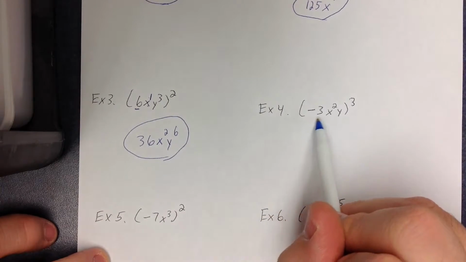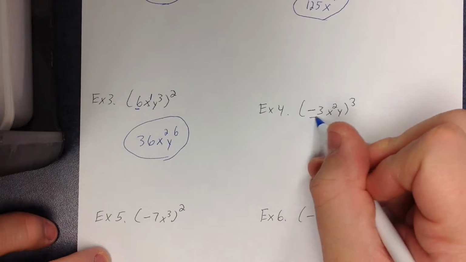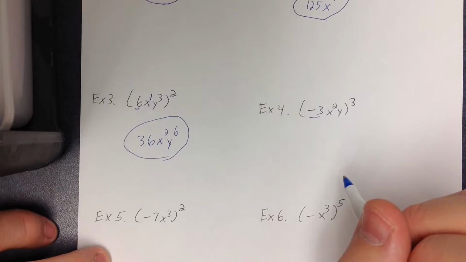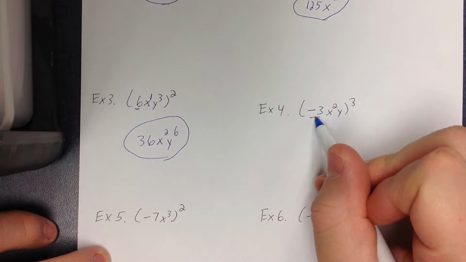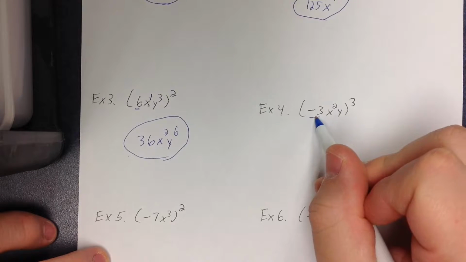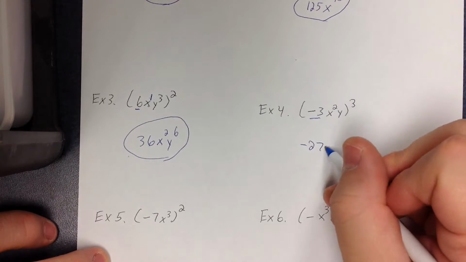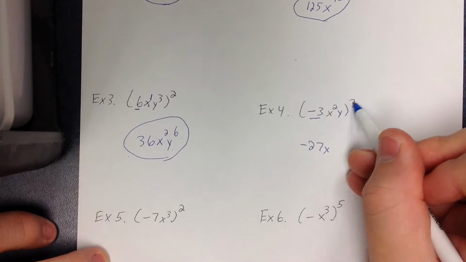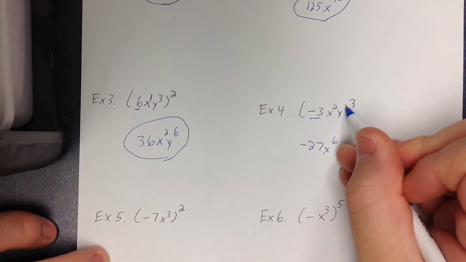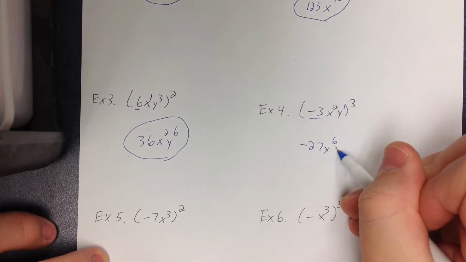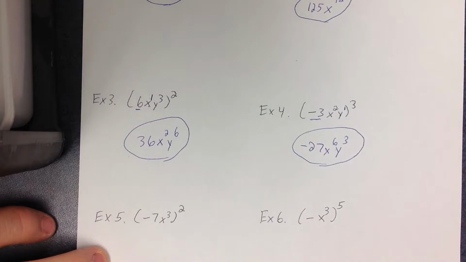Okay, example 4, (-3x^2y)^3. So negative 3 to the 3rd power. So negative 3 times negative 3 times negative 3. So negative 3 times negative 3 is positive 9, times another negative 3 is negative 27. Then with the variables, I multiply the exponent with the power on the outside, so 2 times 3 is 6. With the y, again, there's an imaginary 1 here, and 1 times 3 is 3, so it would be y to the 3rd. So negative 27, x to the 6th, y to the 3rd.